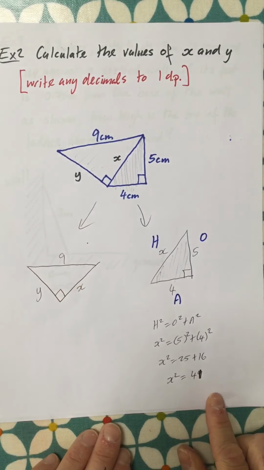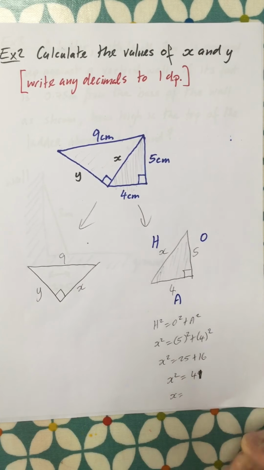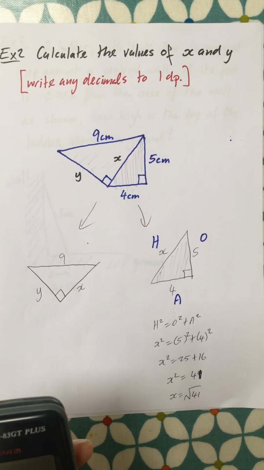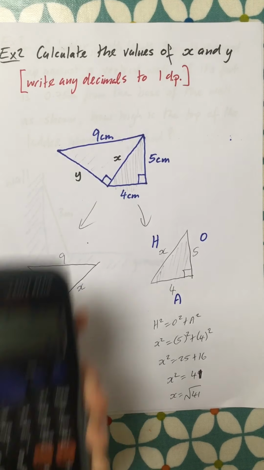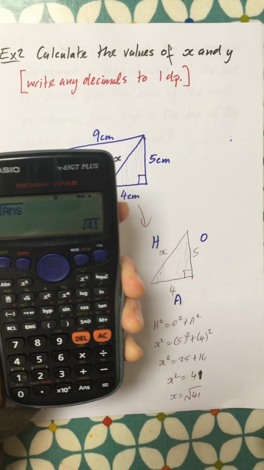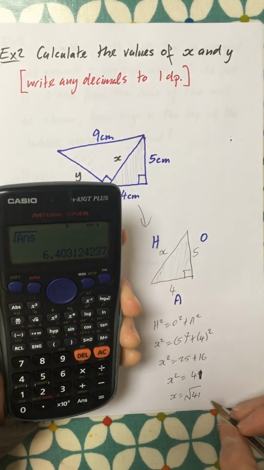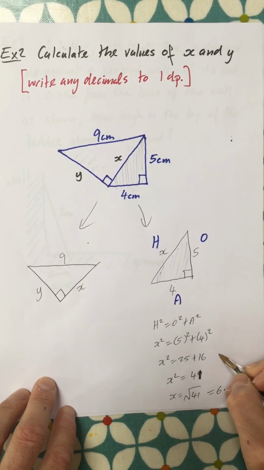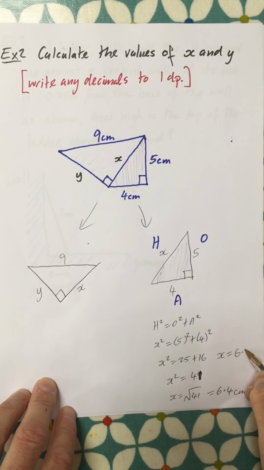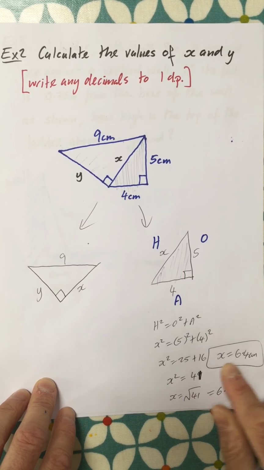So x squared works out to be 41. And then x will be the square root of 41, which we can do on the calculator. So to clear my calculator here. Okay, so we got 5 squared plus 4 squared, 41. We get the square root of 41 equals, and this is 6.4 centimeters. So we found one of our answers. x is 6.4 centimeters. There's one of our answers.